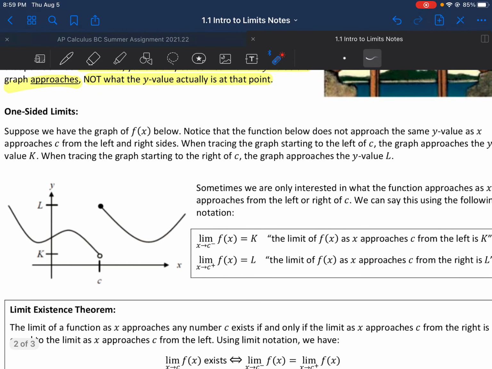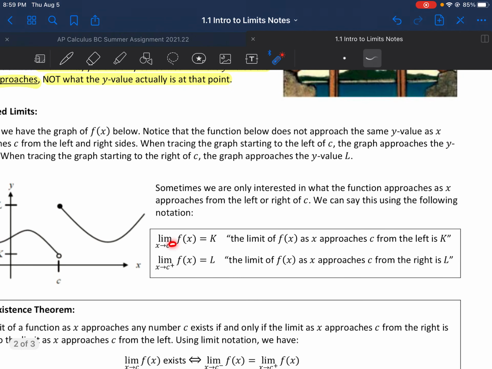So we say that the limit of f of x as x approaches c from the left equals k. We use this notation right here. Notice this little minus sign here in the exponent. This minus sign means you're approaching this c value on the x-axis from the left. If you put a plus sign here in the exponent, that means that we're approaching that x value from the right side. Okay, so if you see the minus sign up here, we're talking about a left-sided limit. If we see a plus sign up here, we're talking about a right-sided limit.